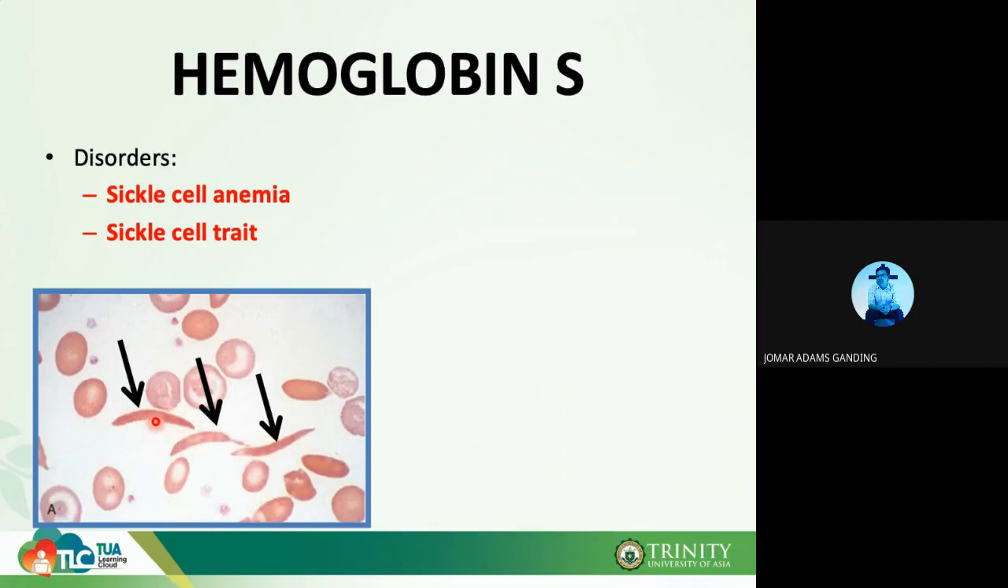Sir, bakit po sila naging ganyan? Again, because of your valine, there is a structural change kapag walang oxygen yung environment. Kapag walang oxygen na hawak yung mga cell na yan, nagiging ganyan sila. Okay? So kung makikita nyo, these are your sickle cells.